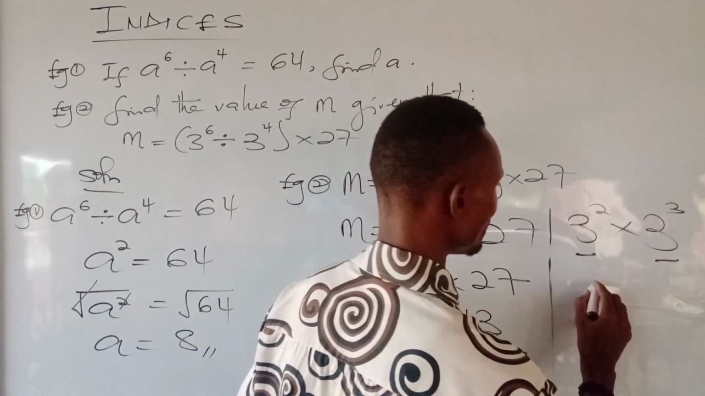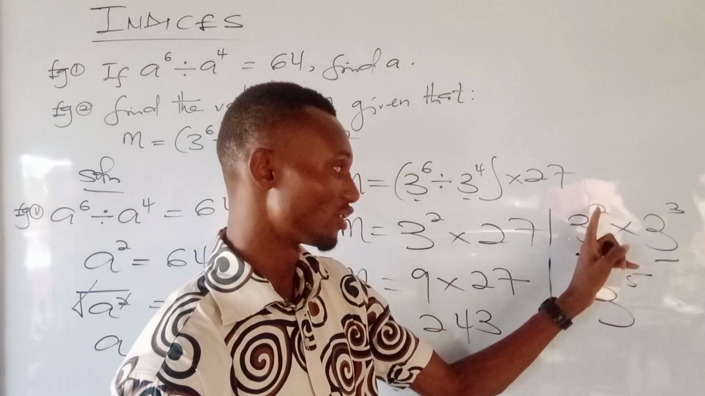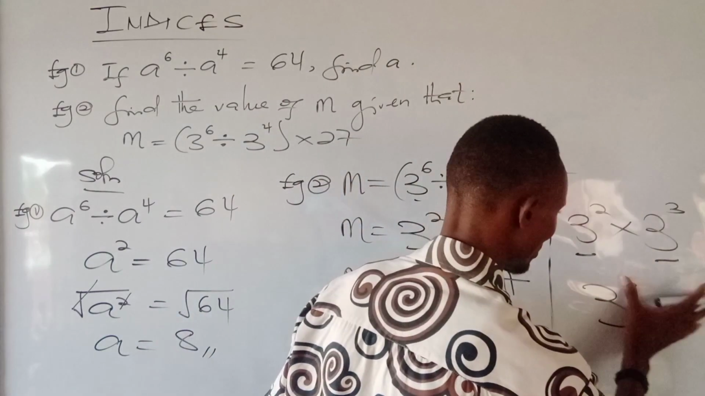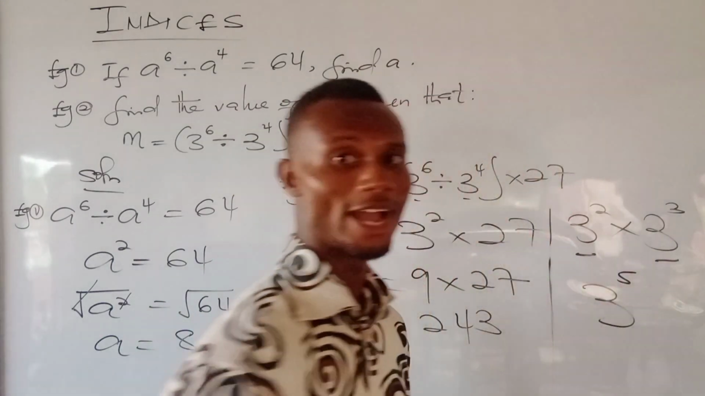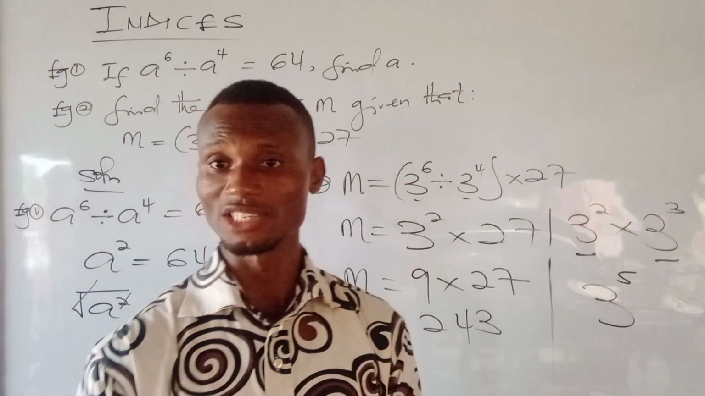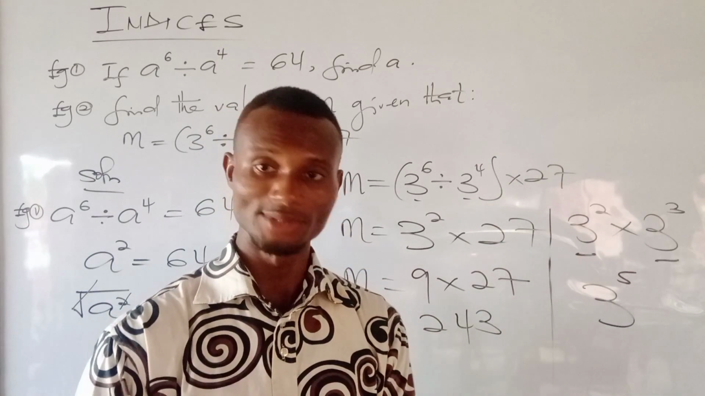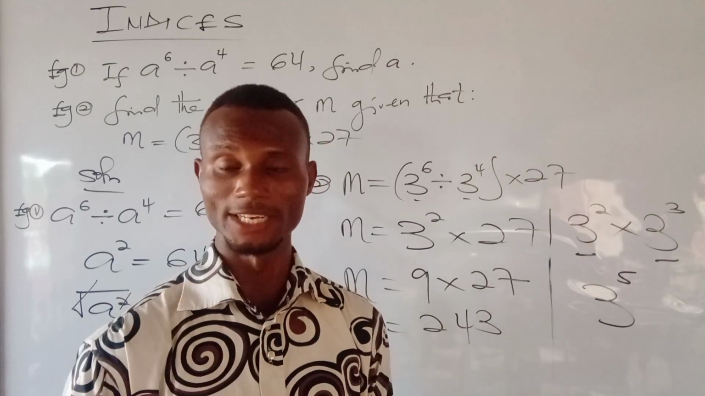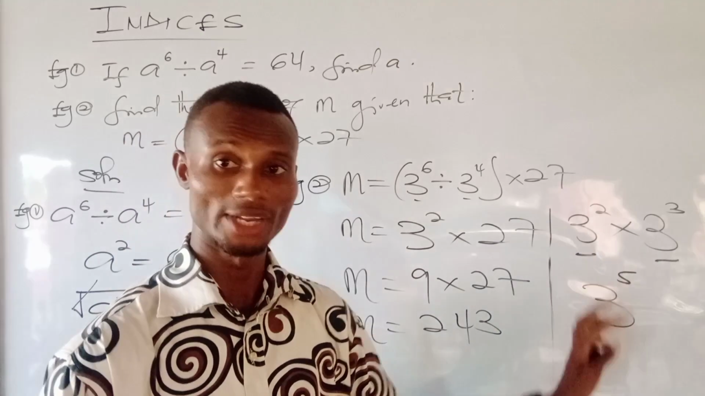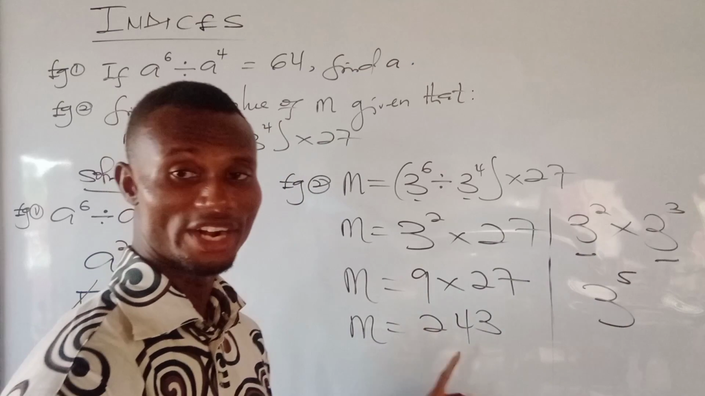It will give me 3 to the power 5, because it's going to be this power 2 plus the power 3, which gives 3 to the power 5. Let me write it well so that you see it well. So 3 to the power 5. I hope you can see it well now. Now 3 to the power 5 means 3 is multiplying itself 5 times, so 3 times 3 times 3 times 3 times 3 again. When 3 multiplies itself 5 times, it gives the same answer, which is 243.